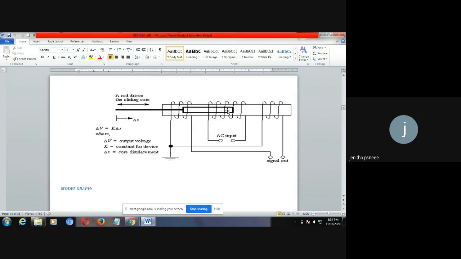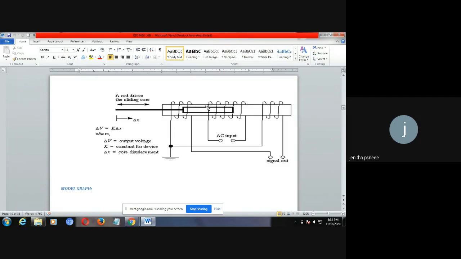Okay. So initially we will be placing the arm in the central position. That means the center of both the secondary windings. In between both the secondary windings, we will be placing the arm. Then the flux will be distributed equally. So finally, the EMF will be induced in both the secondaries, and the EMF in both secondaries will be the same.